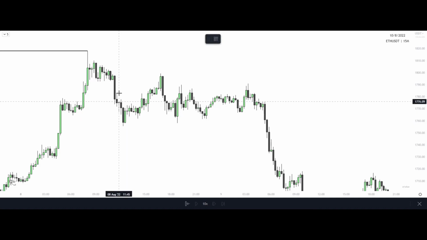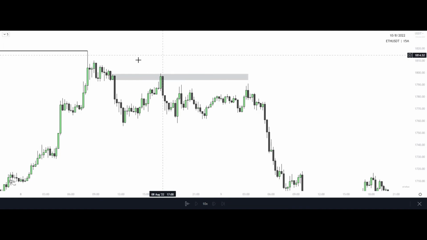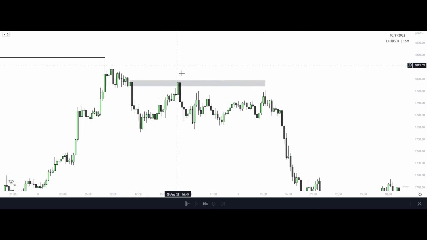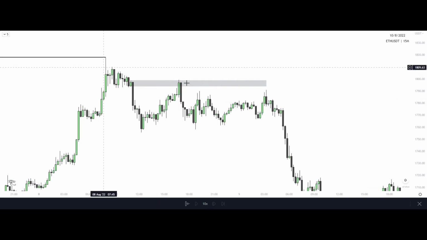Let's just say I picked this candle right here as my supply zone, and I set limits, and I'm stopped out. Why was I stopped out? Well, one, I set limits. What does that mean? How can you say you were stopped out just because you set limits?